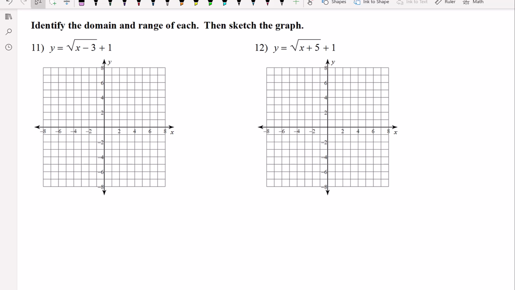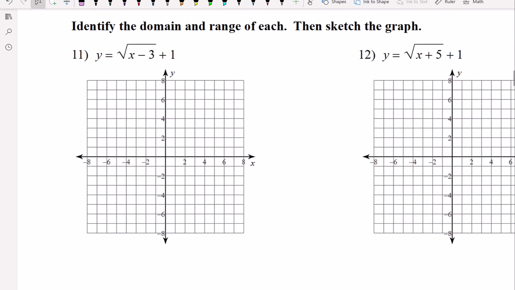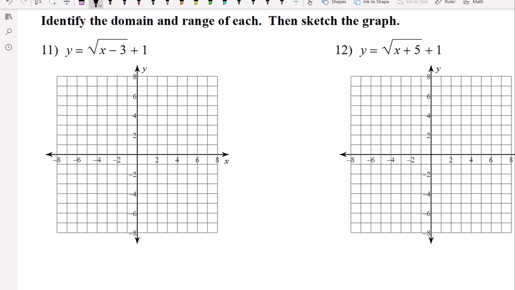All right, now we're going to sketch some radical functions. The first thing that's helpful to know is the idea of a parent graph.